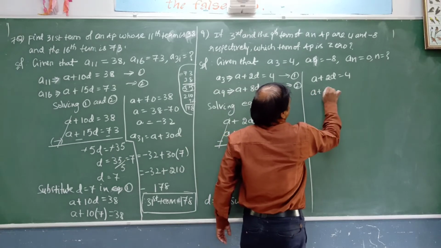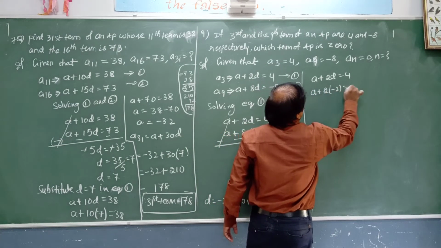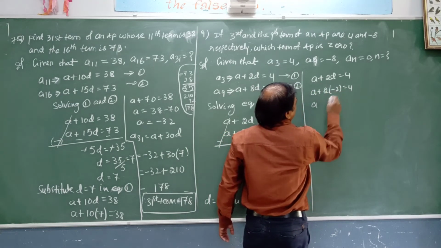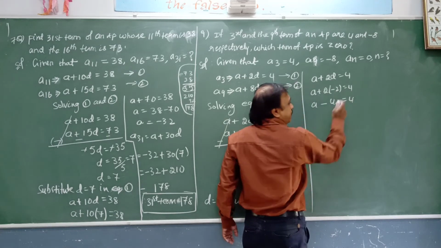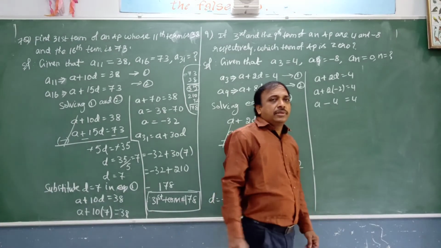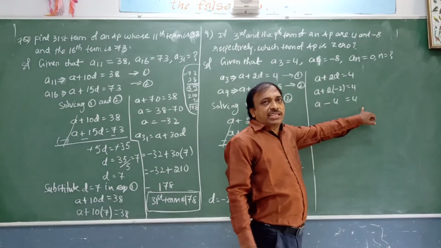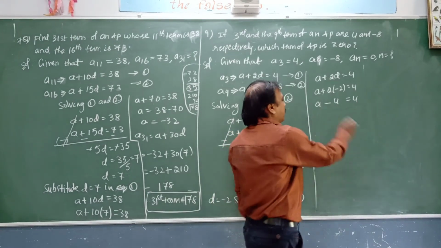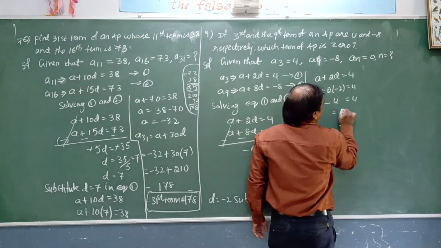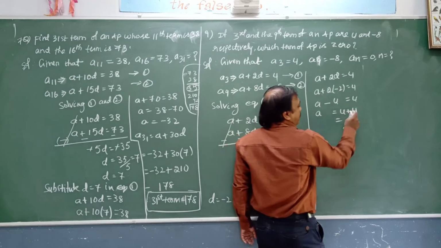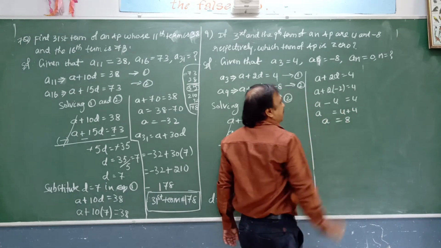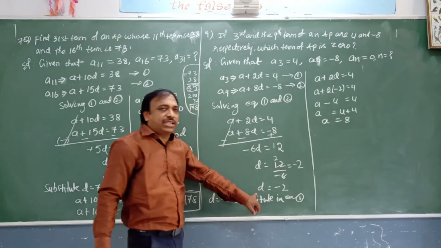So a plus 2 into minus 2 is equal to 4. A plus, 2 into minus 2, minus 4, is equal to 4. Transpose this minus 4 to this side, and it will be plus 4. A is equal to 4 plus 4, which is 8. So the A value we got is 8 and the D value we got is minus 2.